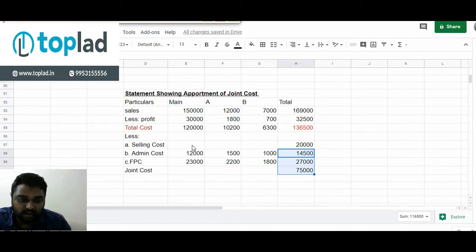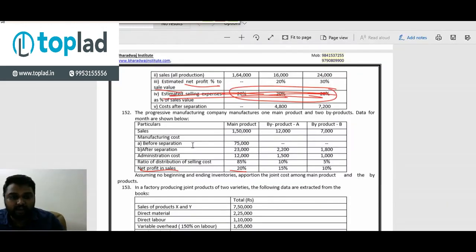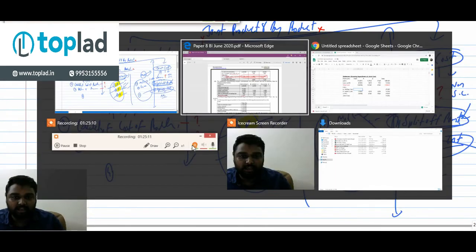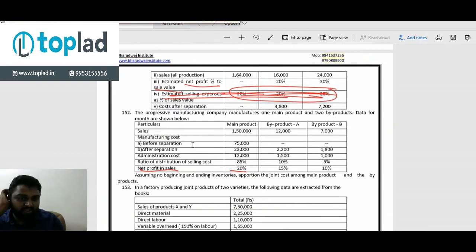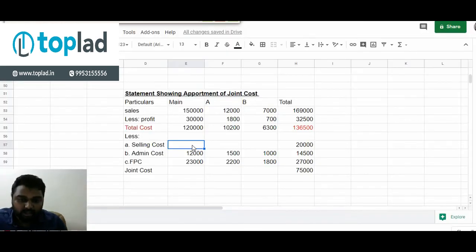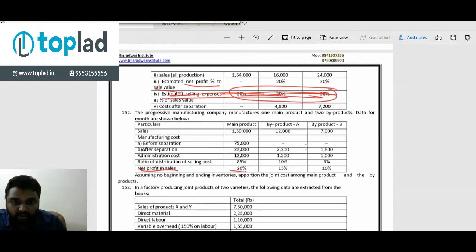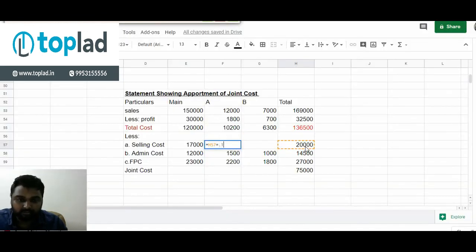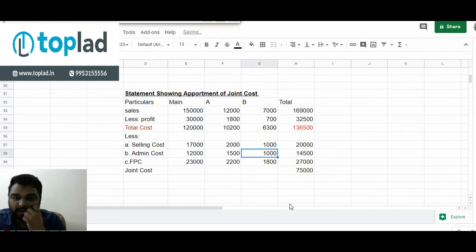Now the selling cost percentage they have given. What is the percentage they have given for selling cost? For the first product it is 85%, so we take the total we know into 85%. For the second product, the percentage mentioned in the question is 10%. The balance is 5%, 1,000 rupees.